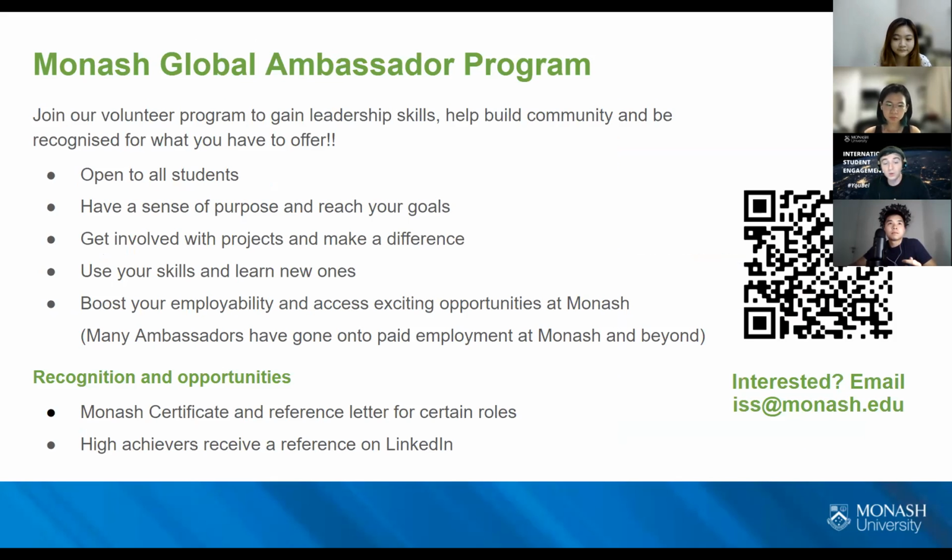One thing I've been working on in a big way is the Monash Global Ambassador Program. We have a group of volunteers. Most are international, but we have a few domestic students as well, who help us with running our events and pretty much our day-to-day operations too. It's open to all students. It's a great opportunity to get involved and develop some career-ready skills. I would highly recommend it for anyone in their early years who would like to have something to add to their resume.